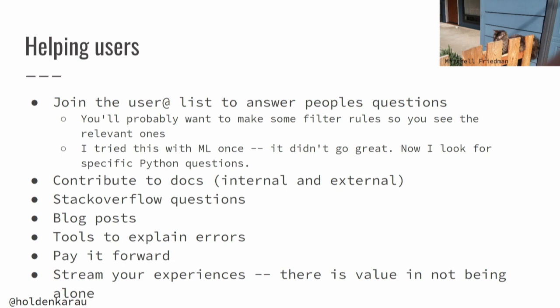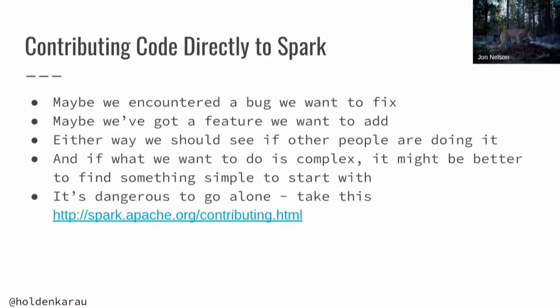And we can do all kinds of other things here too. You don't just have to look at the user list. You can look at Stack Overflow questions. You can write blog posts, tools to explain errors. And we can also contribute code directly to Spark. This is the part where we can fix the bugs that we're encountering in Spark, or we can add the features that we really want.